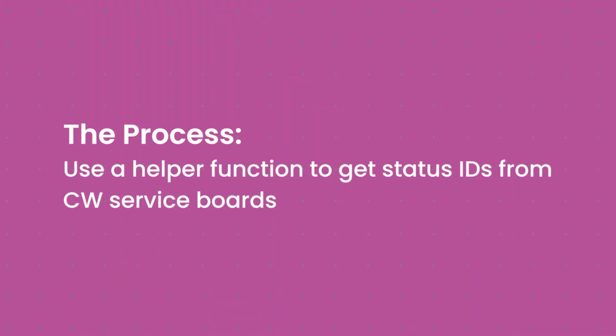What we're going to do is demonstrate a simple sub workflow that we can just plug into our future workflow builds. It manipulates tickets. In this case, it'll be status IDs. We want to grab a status ID off of a service board so we can update a ticket status. This will save us time by not having to go back and rewrite those actions over and over again.